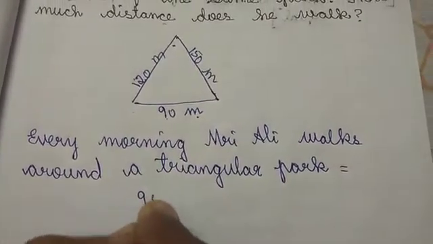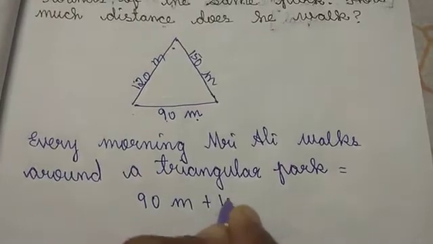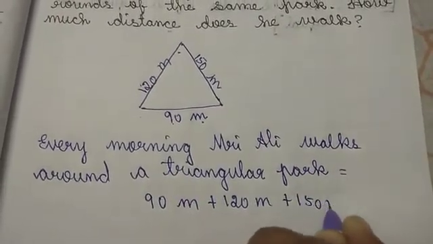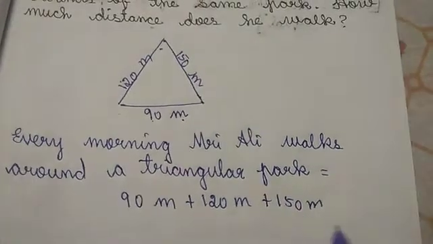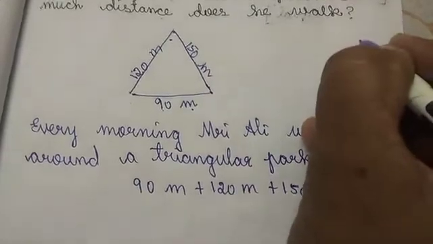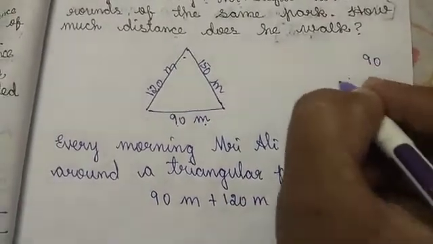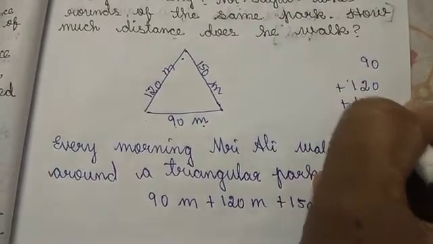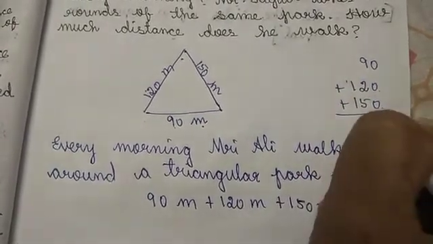See, 90 meter plus 120 meter plus 150 meter. So can we add like this, children? It's very hard. So what you can do, children? 90 plus 120 plus 150. So 0, 0, 0, 0.